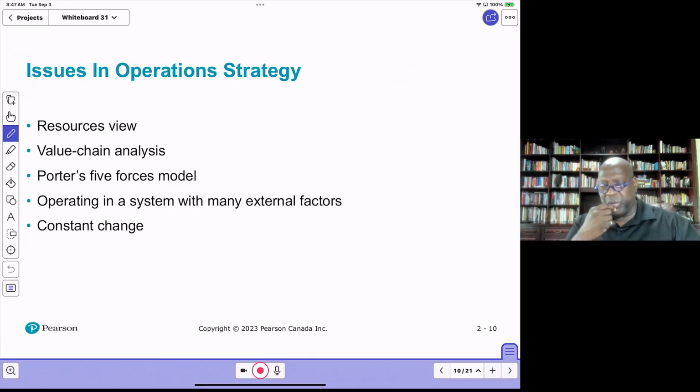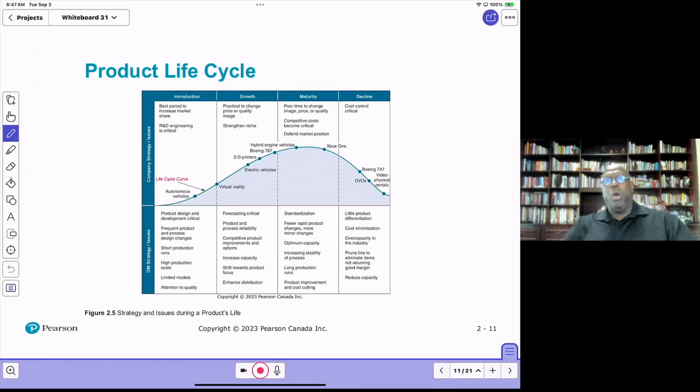Operation strategy also has to be configured in an environment where there's constant change, and of course there are many external factors. When it comes to the production of products, particularly if you look at them from the time that they're created to maturity, there are different stages of a product life cycle. So products tend to have a life cycle, which means that they're created, there's a growth period, then there's a mature state, and then the product actually goes into decline. Not all products, but a number of products do that.